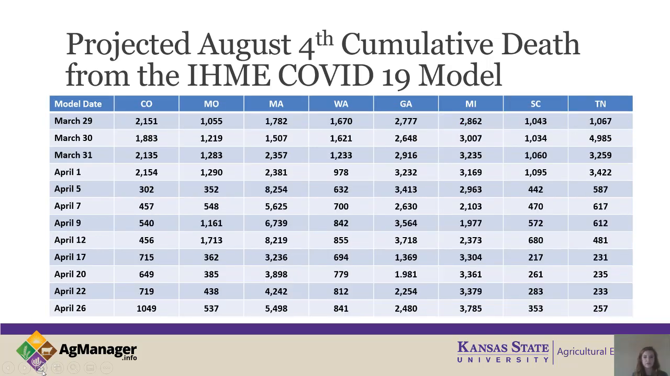These are just a few more states that we can look at in terms of cumulative death. Colorado, we originally estimated 2,100. At some point, we dropped down April 5th to 302, and now we're back at roughly 1,000. So again, some fluctuation, but overall, we've seen a net decrease in what was expected.